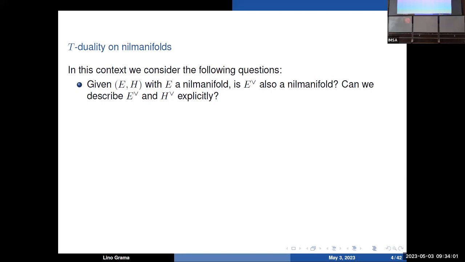So, thank you. We are going to investigate this T-duality in the context when the space E is a nilmanifold. And the first question is: if we start with E a nilmanifold, is the T-dual also a nilmanifold? And can we describe E check and H check in some sense explicitly? So if I'm given E and H, is it true that the T-dual, E check and H check, are uniquely defined, or there may be several T-duals for the given one? In general this is not unique, but in this situation it will be, because, as I will show you in a second, this is a constructive procedure. I constructed this group.